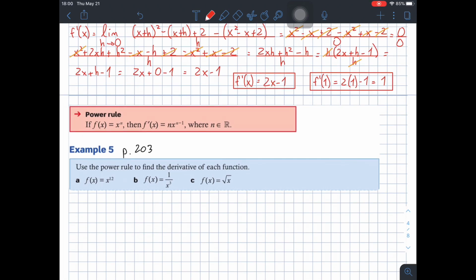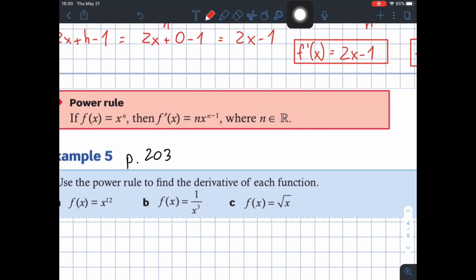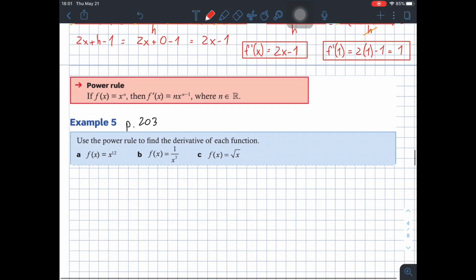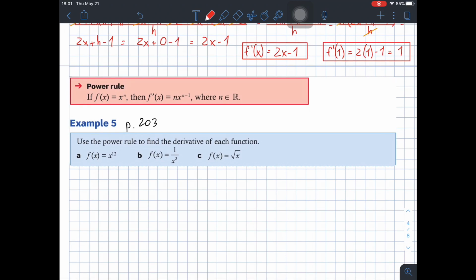It says, if f of x is x to the power of n, then the gradient function is always like this. It's the exponent, we take it down, that's why we have an n here, and the exponent is reduced by 1, okay? So that's how we find the gradient function quickly. Once again, let me repeat this. We take the exponent down here in front, and the exponent is reduced by 1, okay? So let's try doing these 3 exercises over here before we finish, and you'll see that this is very simple.